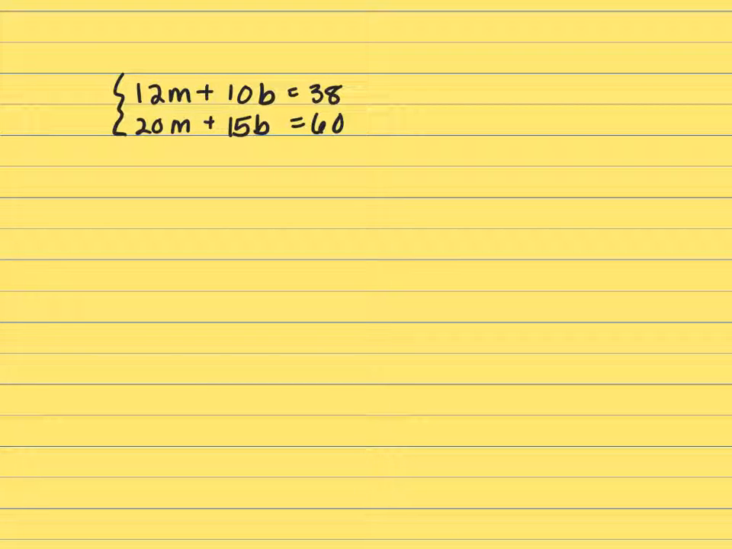What I would do is reduce each equation. Before you start adding the two together, divide the top one by 2, and that's going to give you 6m plus 5b equals 19, and the bottom one you divide by 5, and that's going to give you 4m plus 3b equals what?